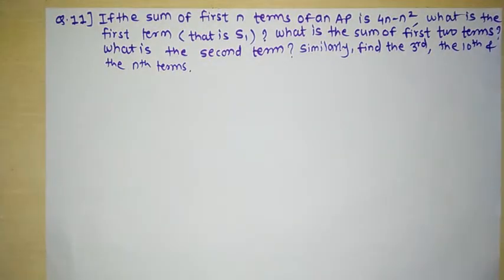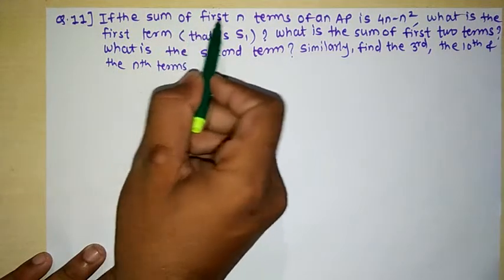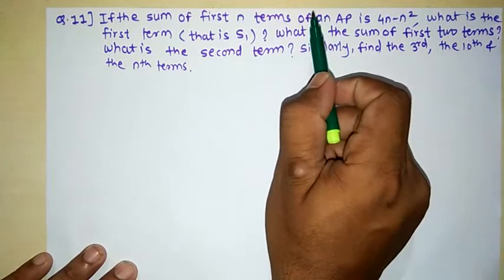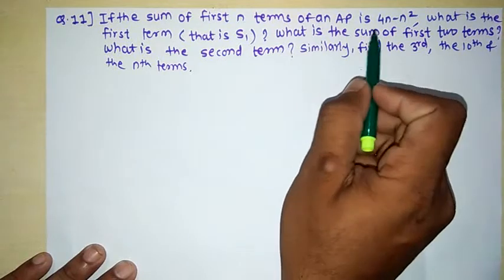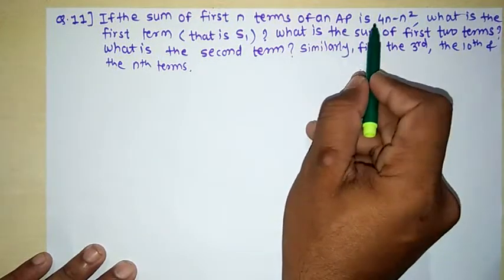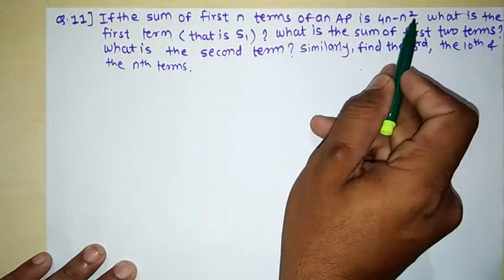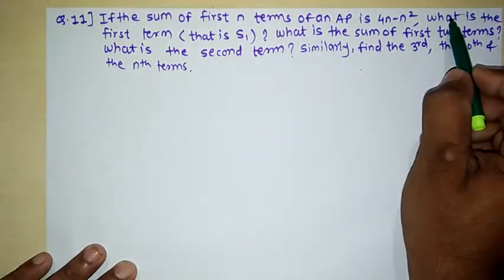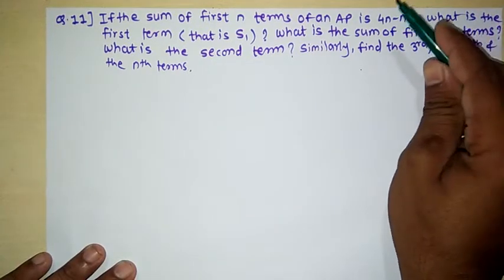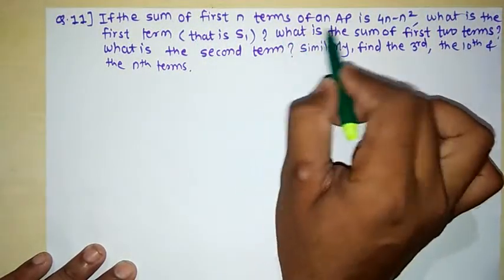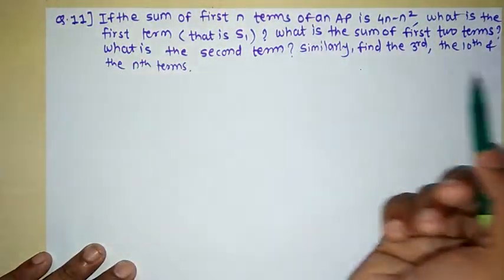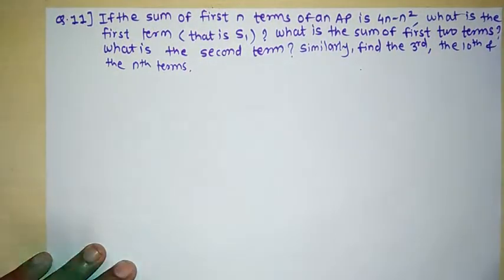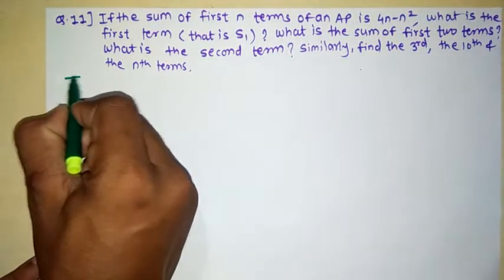Now we will see question number 11. See friends, in question number 11, what is given? If the sum of the first n terms of an AP is 4n minus n square. For this question, the sum of the n terms is given as 4n minus n square. It is an algebraic expression. Then what is the first term? And what is the sum of the first two terms? What is the second term? Similarly find the third, 10th and the nth term. We have to find these here. Let us see the solution.